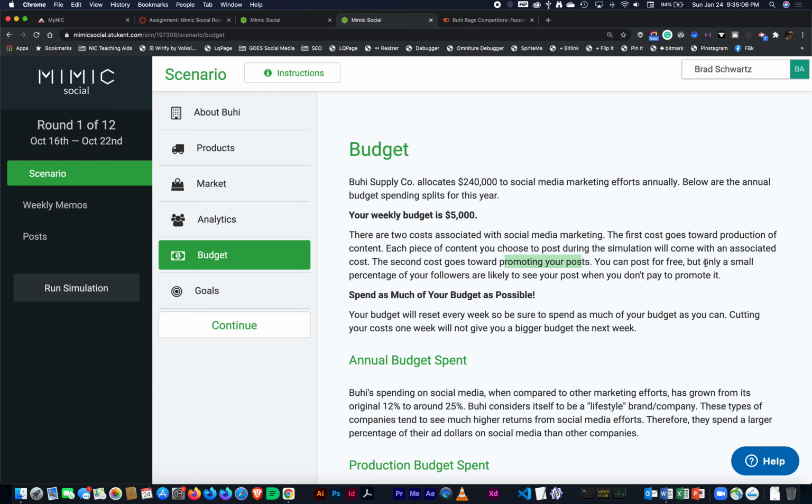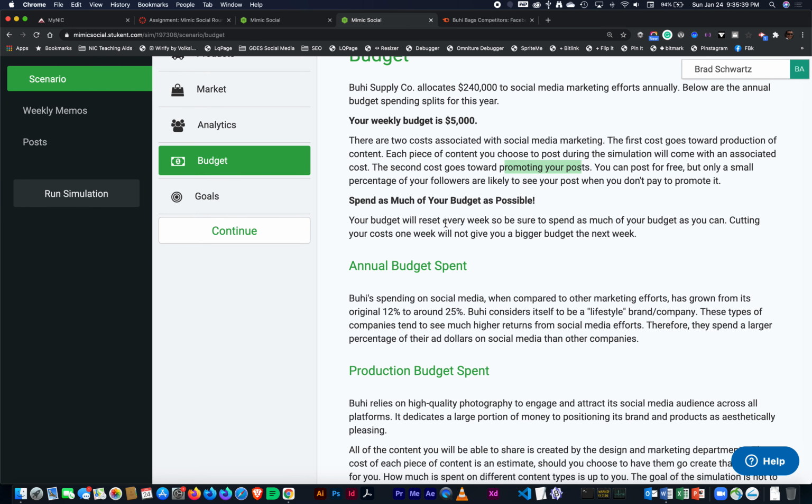So some posts you can post free, but you're not going to get that much reach because of the way each platform limits how many people see your ads. So usually only people that follow you already will see your post. Then you don't necessarily have to promote it to them. But it's when you're trying to grow your followers to get more people to see your content, it's when you have to spend some money. So each week in the simulation, you want to spend as much money as possible, and the budget's going to be reset each week. So there's no budget that carries over.